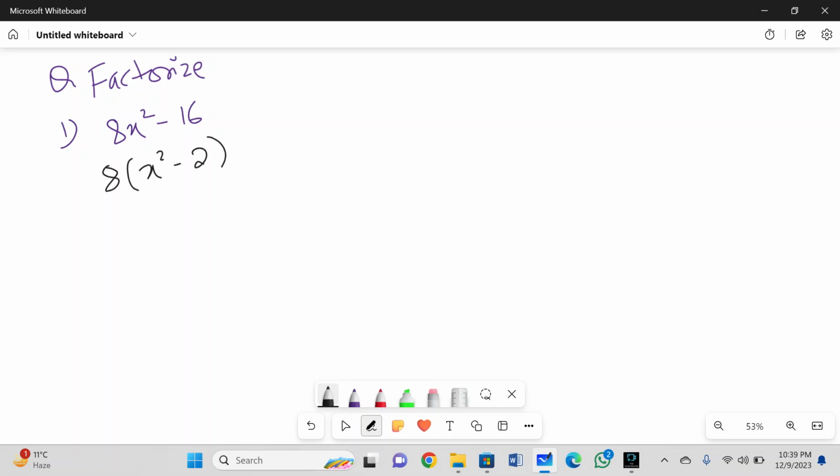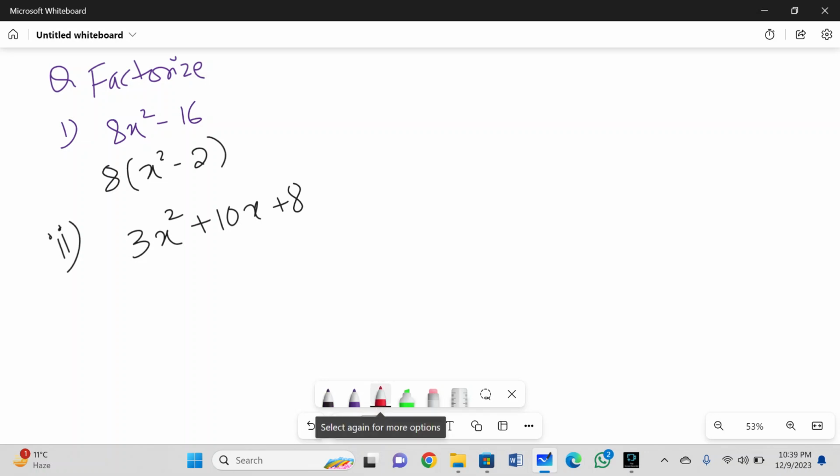The second way to factorize any algebraic expression is called the midterm breaking method. Let's suppose we have a question 3x squared plus 10x plus 8. This is the expression we are going to factorize. So whenever we have three terms and first and last term are not the perfect square number, then we will use the midterm breaking method.